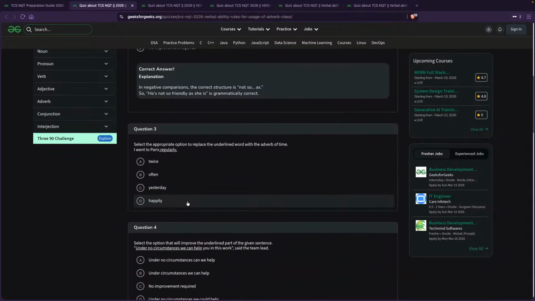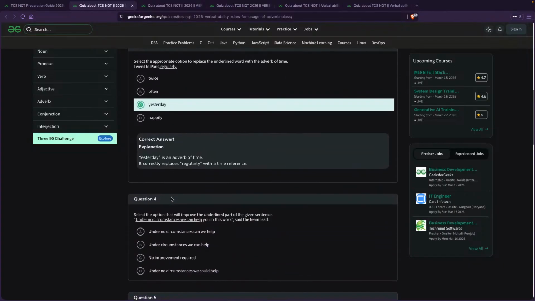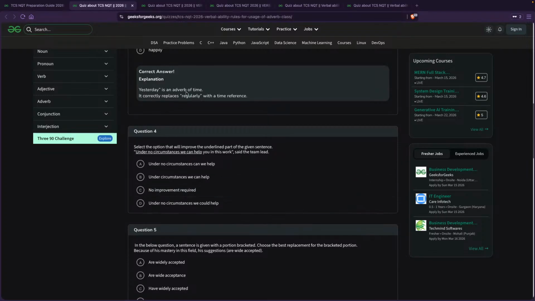Select the appropriate option to replace the underlined word with the adverb of time. I went to Paris regularly. I went means I have just gone yesterday. I think I went to Paris often. I went to Paris yesterday. Yesterday is an adverb of time. It correctly replaces regularly with a time reference.